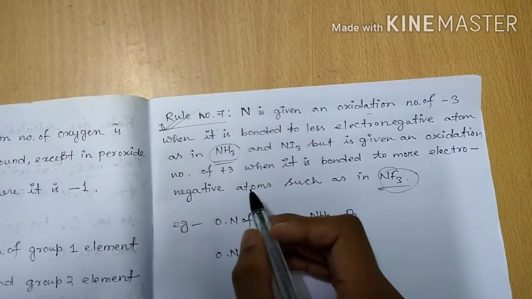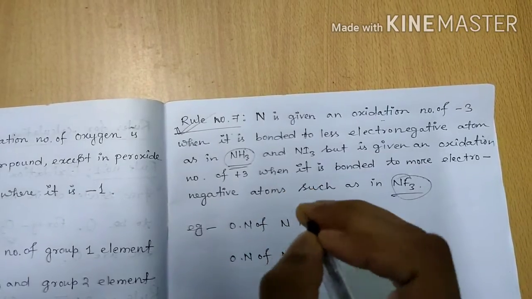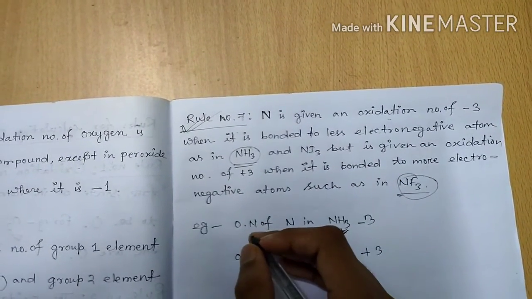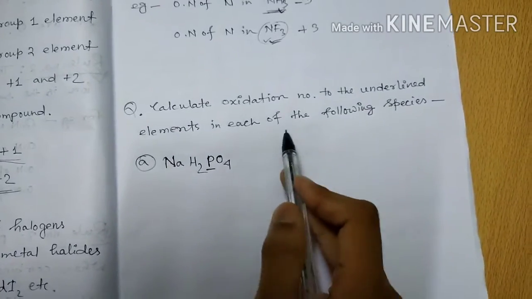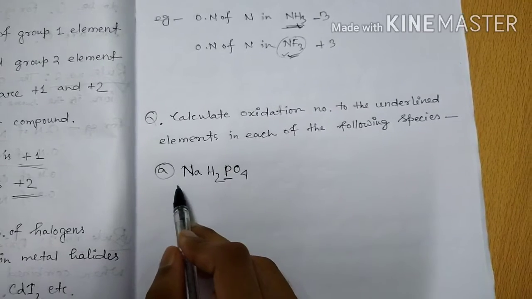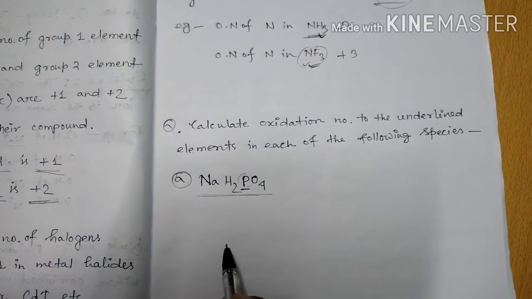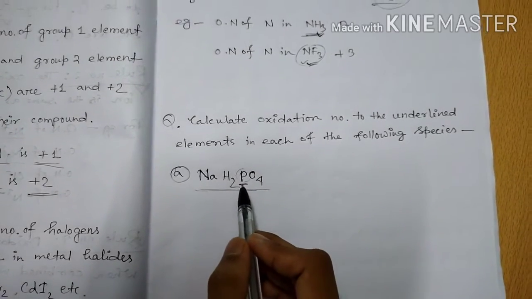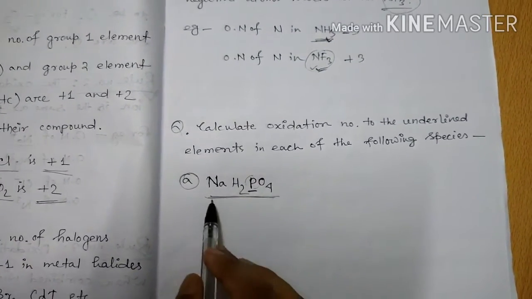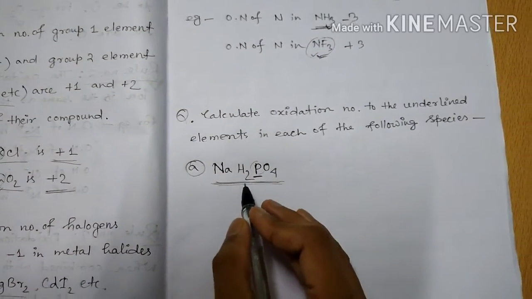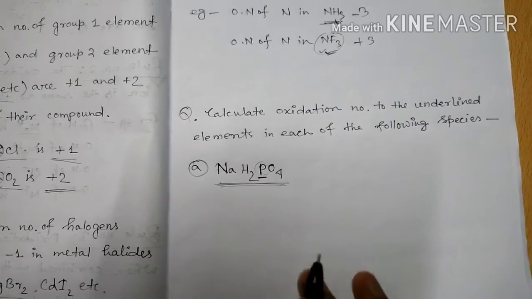Now we shall discuss how to calculate the oxidation number of an element or of an atom in an ion or in a molecule. So now let us take an example. You see the question: calculate the oxidation number of the underlined elements in each of the following species. In this species you have to find the oxidation number of phosphorus. Because we don't know the oxidation number of phosphorus, we shall let the oxidation number of phosphorus be X.